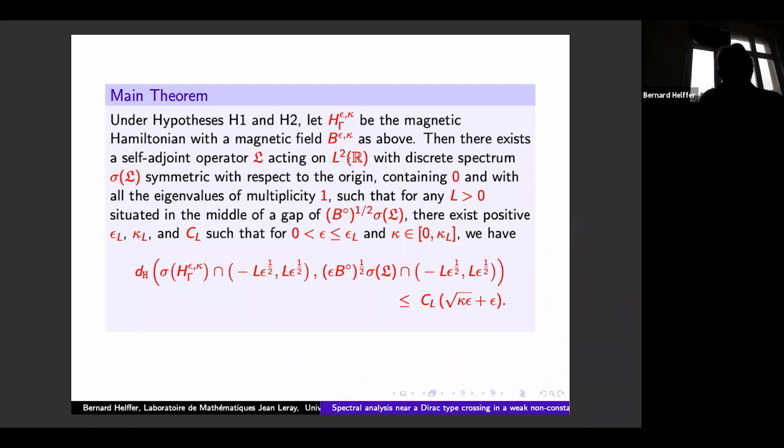Under all the assumptions that I just described, there is a self-adjoint operator L acting on L2 of R, so 1D, with values in C2, with discrete spectrum. The spectrum sigma of L is symmetric with respect to the origin: if lambda is in the spectrum, then minus lambda is in the spectrum. Zero belongs to the spectrum. All the eigenvalues have multiplicity 1. And then once you know the spectrum of this operator, you can describe the localization of the spectrum of our model H epsilon kappa gamma in any interval of this type, minus L epsilon to the one half, L epsilon to the one half.